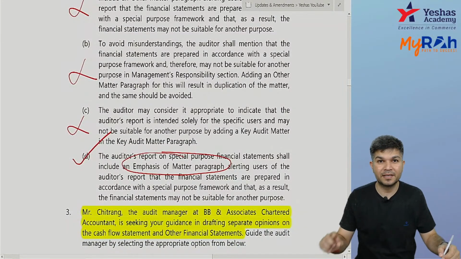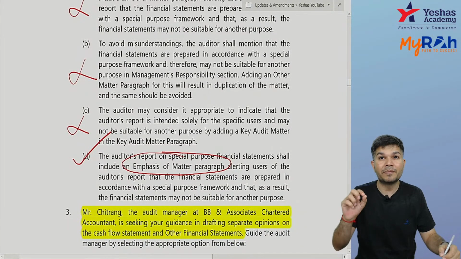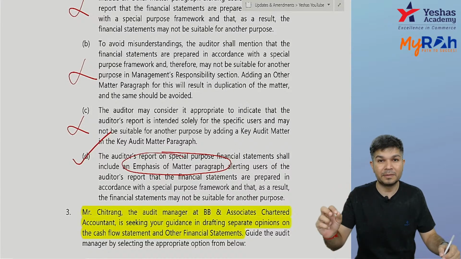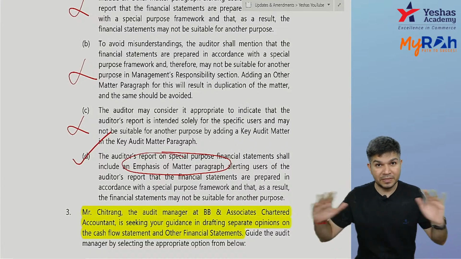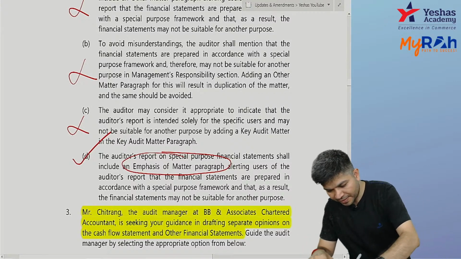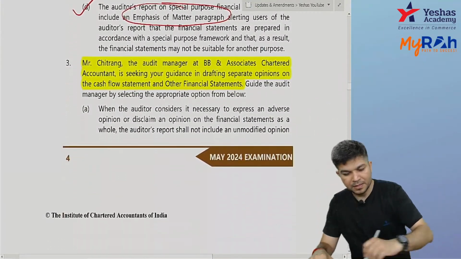This is correct. It should come under emphasis of matter. Stop me whenever you have a doubt. I'm telling you, if you have a doubt, please keep on replying and write your doubt without any hesitation. Coming to the third one.